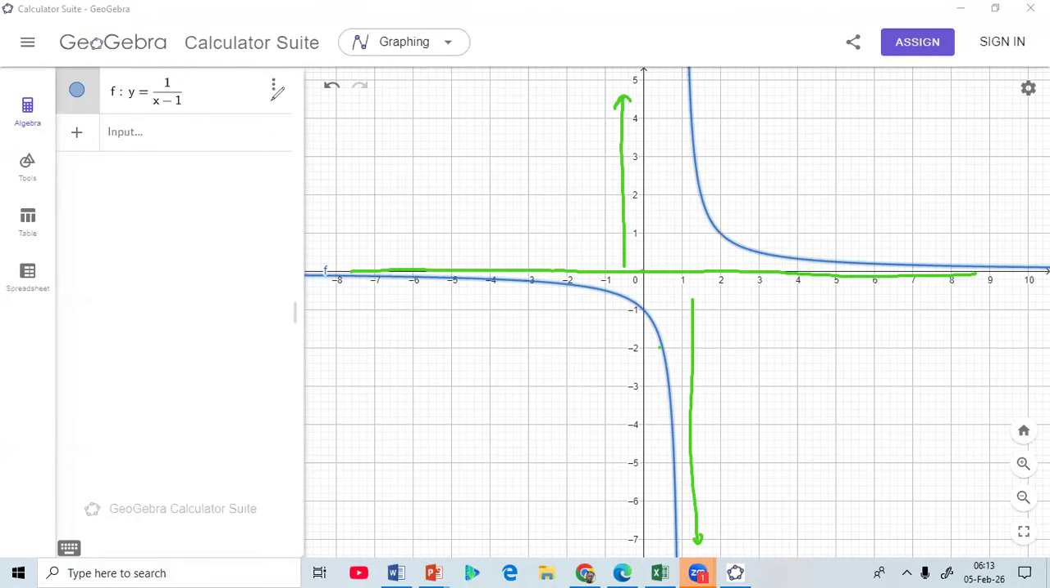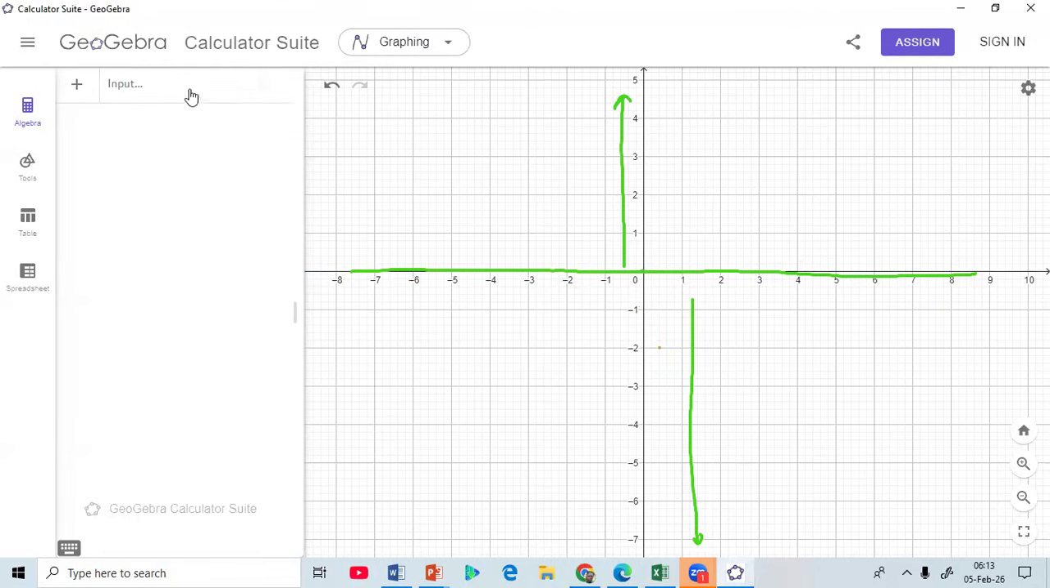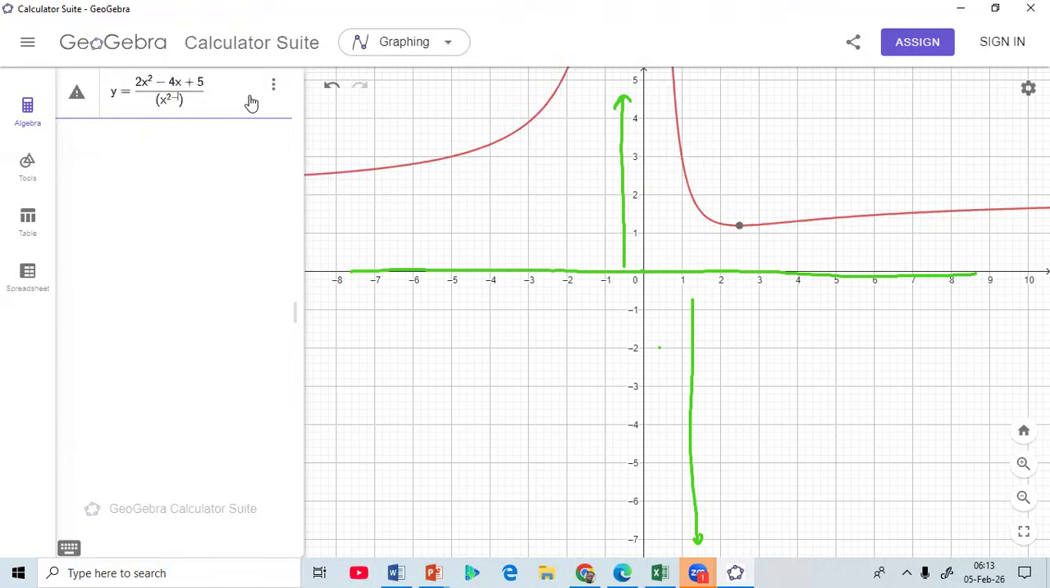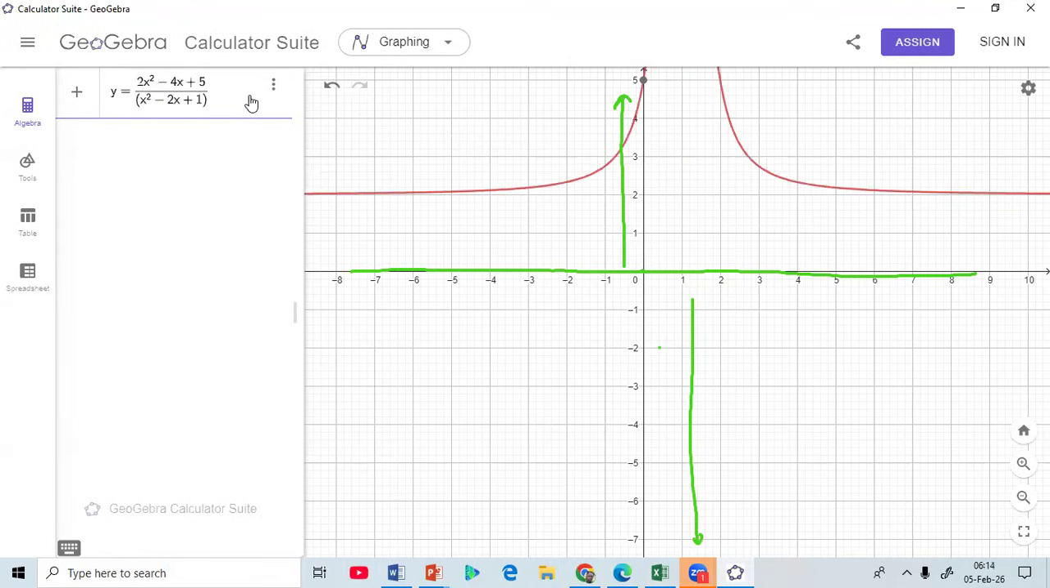Allow me to give you another one, and then we are going to start visualizing it very well. Take an example. I have y is equal to 2x squared minus 4x plus 5 over x squared minus 2x plus 1. I have that one now.